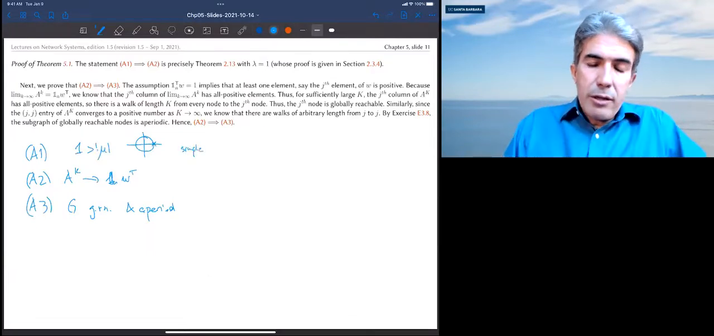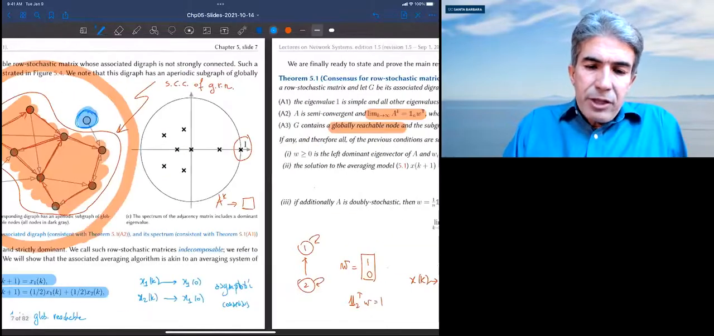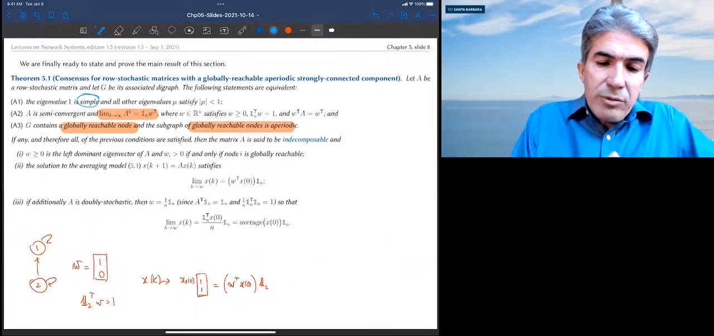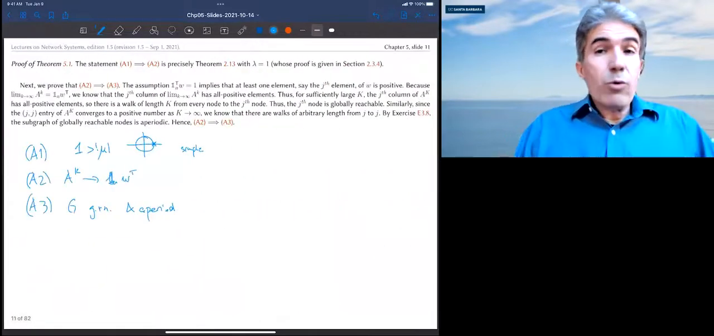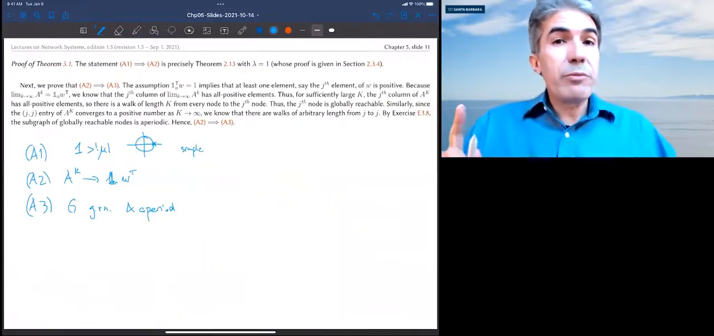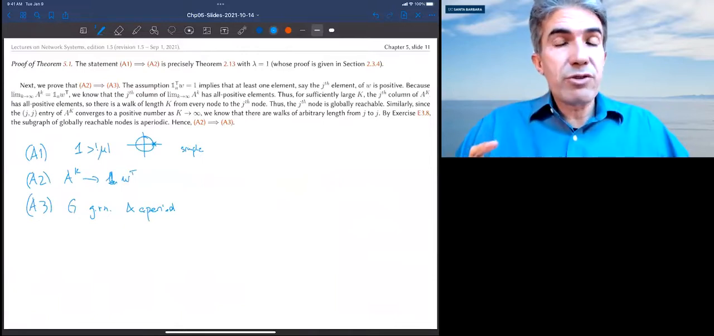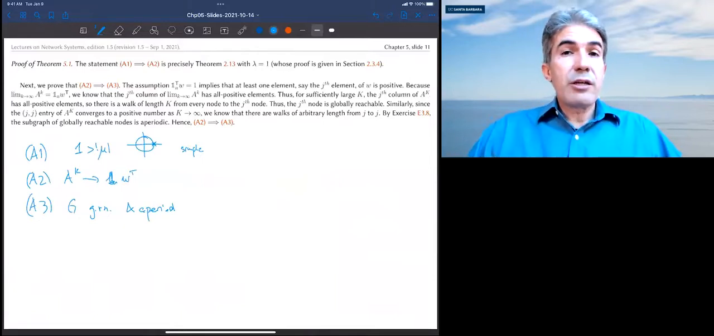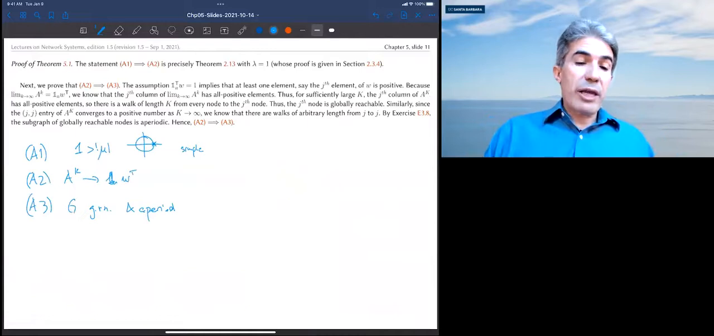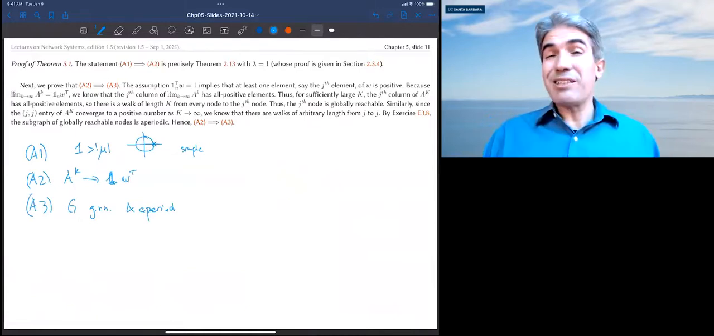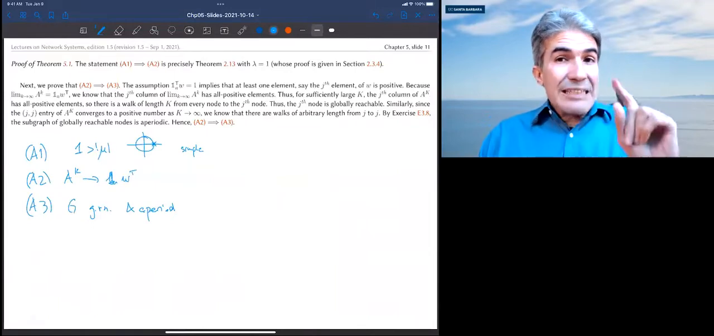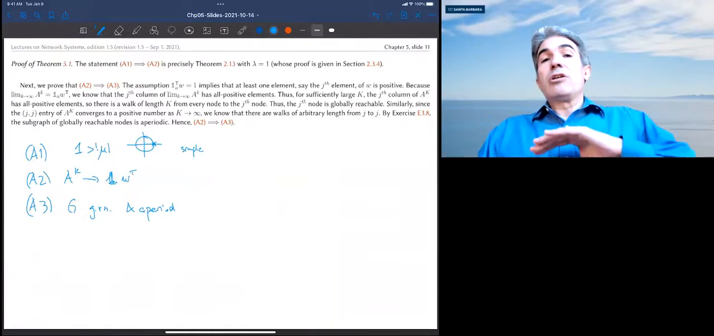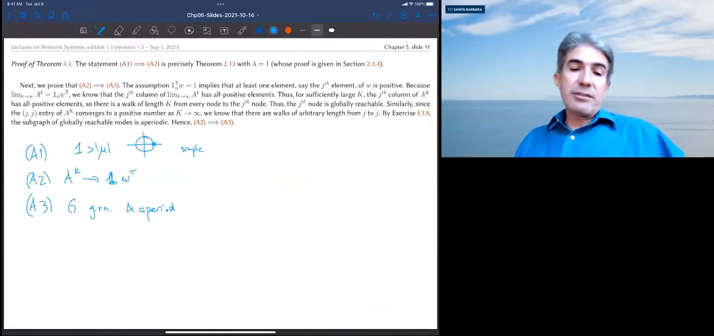Let me just show you one more time. Here the statement is that the eigenvalue has to be simple. I emphasize that because if you remember carefully from chapter 2, convergence also takes place when the eigenvalue 1 is semi-simple. And so here we're giving if and only if conditions for consensus, not just for semi-convergence. That's going to be the next theorem.